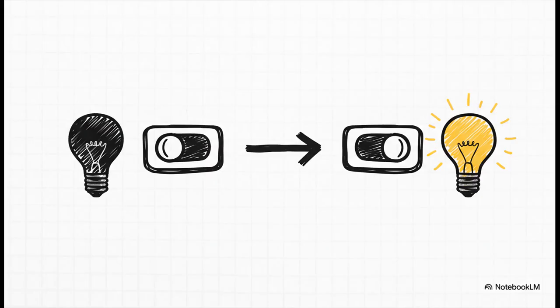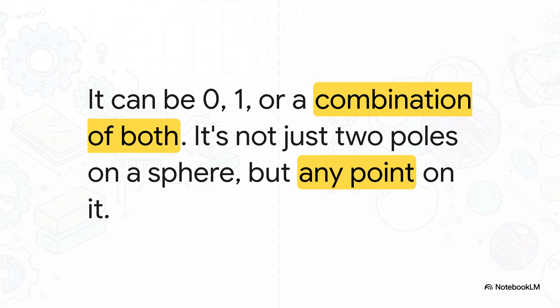The classical bit is just like a light switch. It can only be on, which we call a 1, or it can be off, which we call a 0. There is absolutely no middle ground, no dimmer switch. It's a simple binary choice. That's it. But a qubit operates in a completely different way. It can be a 0, it can be a 1, or, and this is the part that bends your brain, it can be a combination of both at the exact same time.